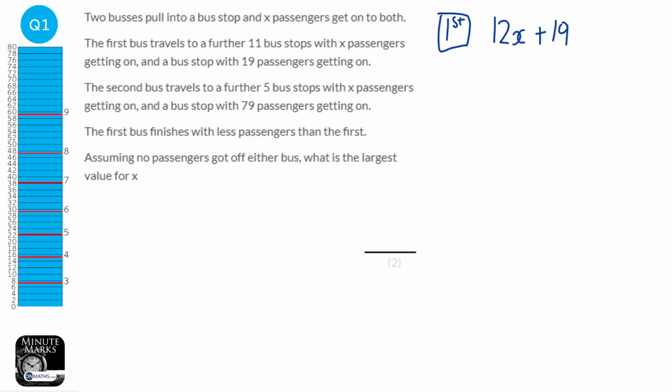So plus 19. Now for the second bus, well, we start with X and a further 5X come on, because 5 bus stops with X passengers. So that's 6X altogether. And then 79 get on.